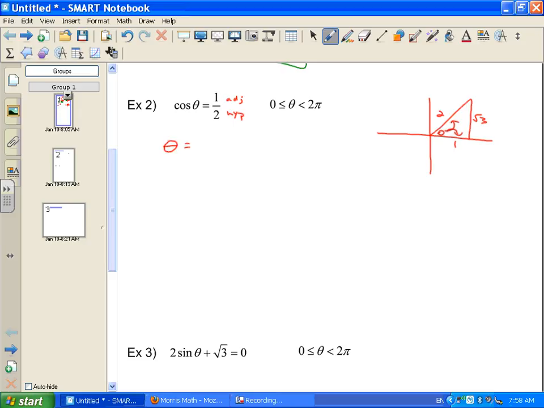Pi over 3. Now, where else is cosine going to be positive? In the fourth quadrant. And it's still going to be that 60 degree angle, except it's going to be down this time. It'll be 5 pi over 3, because if I went all the way around to 2 pi, that would be 6 pi over 3. One back is 5 pi over 3.